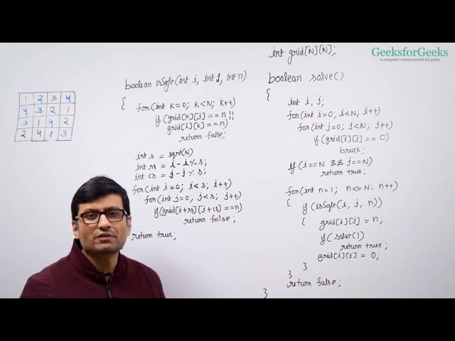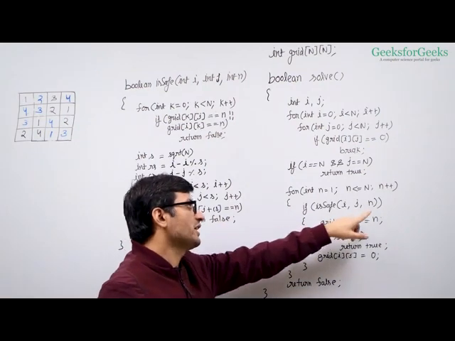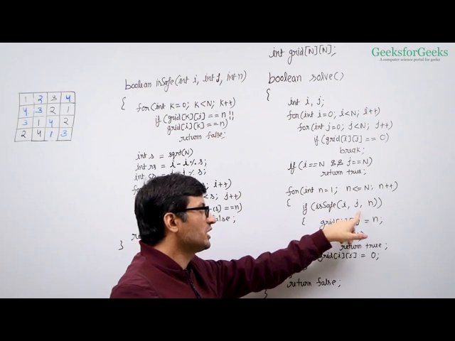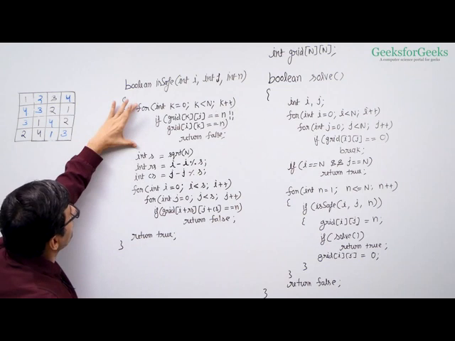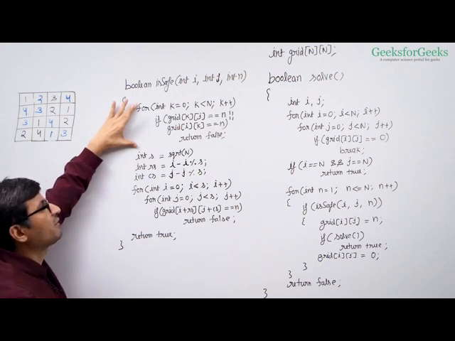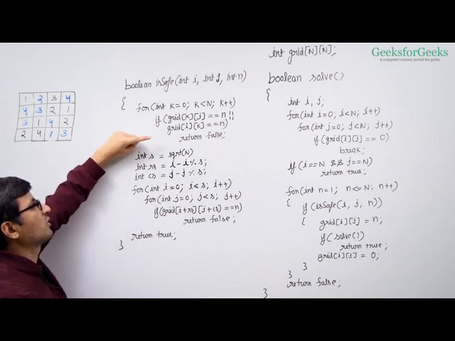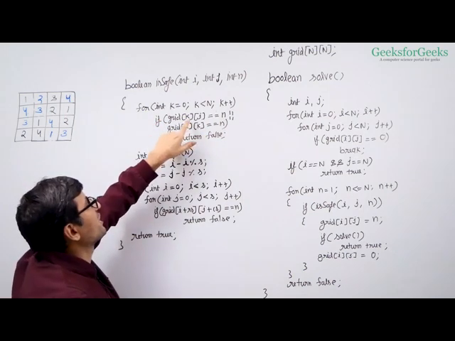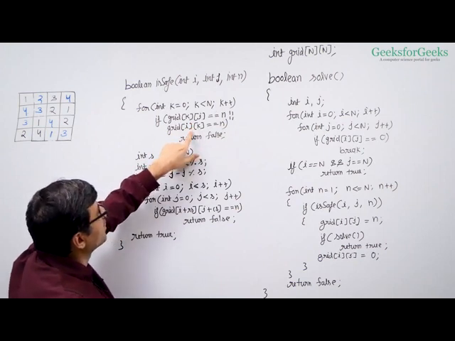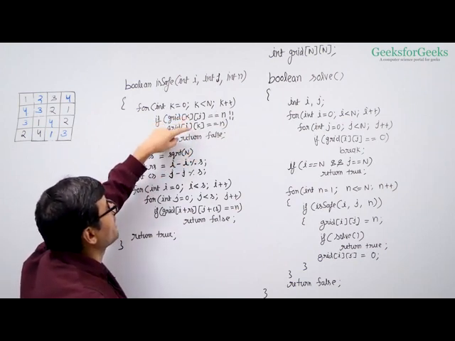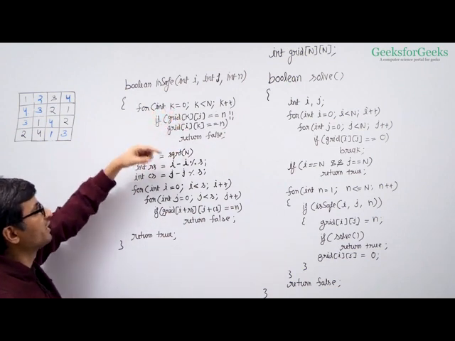How does this safe function work? So we are given i, j and n. i is the row number, j is the column number, n is the number to be placed. So we have the first loop which checks, do we have number n already there in the current row and current column, right? This is where we are checking for the current column, and this is where we are checking for the current row. If we find it anywhere, we return false, right?